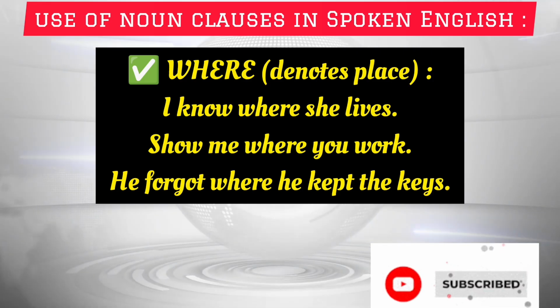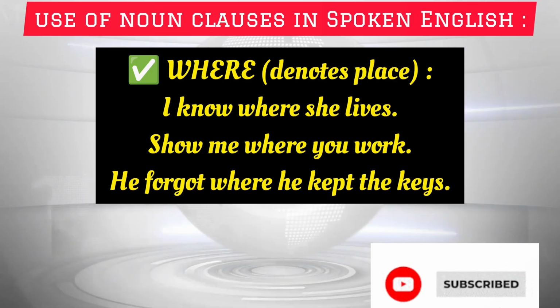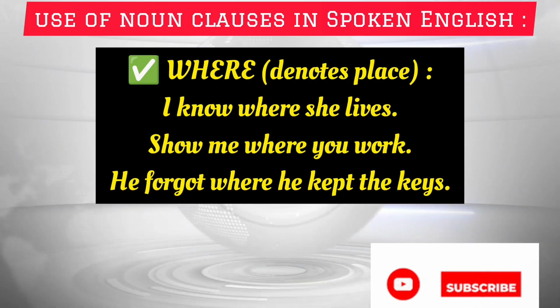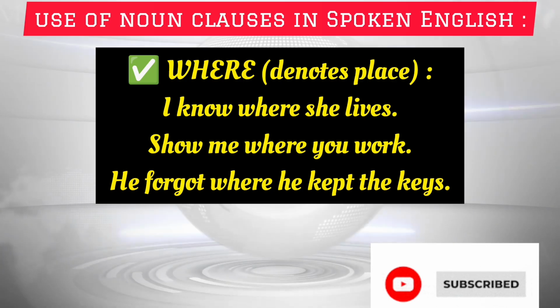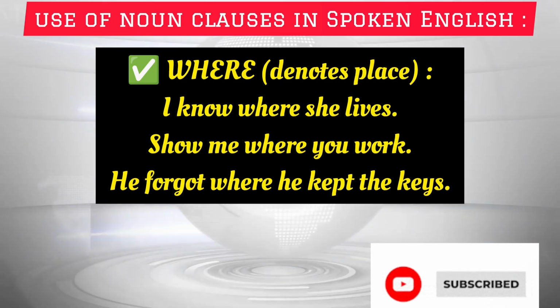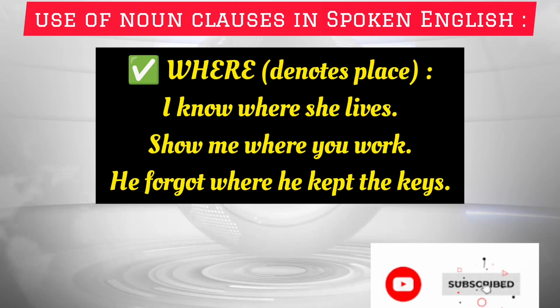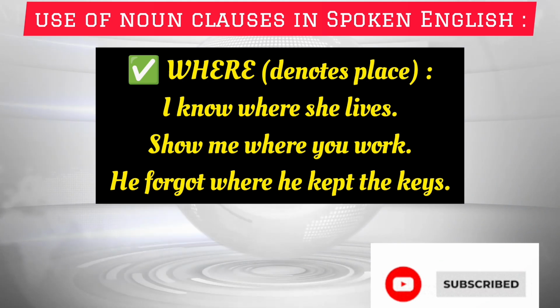Up next, we will see the third example. He forgot where he kept the keys. Where he kept the keys is the noun clause. Here I'm trying to talk about the place where the keys were kept. Up next, we will see how to use why.